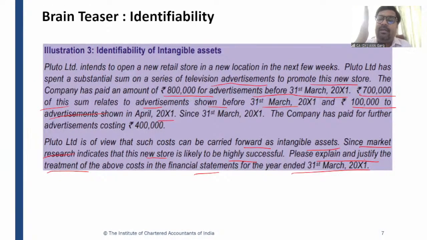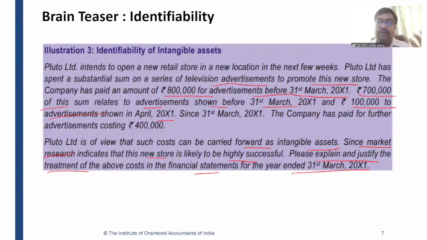So for the year ended 31st March 2001, Pluto Limited has spent 7 lakh rupees on advertisement, right? And the company wants to defer this cost as an intangible asset. The company wants to capitalize this cost and amortize it over the useful life where the company will expect the future economic benefit. And the market research is indicating that yes, due to this advertisement, this store will be highly successful. The company will have future economic benefit, right?